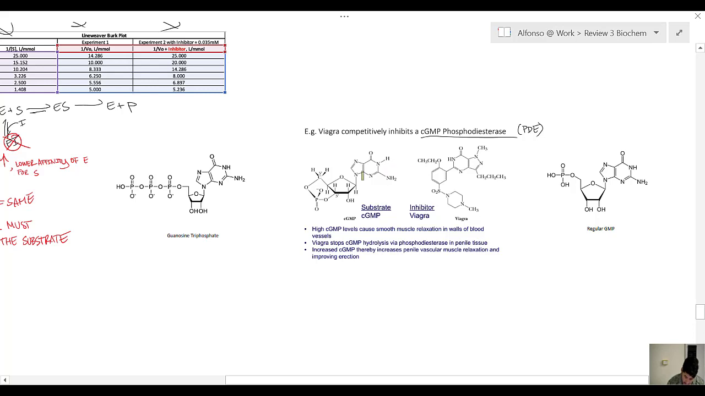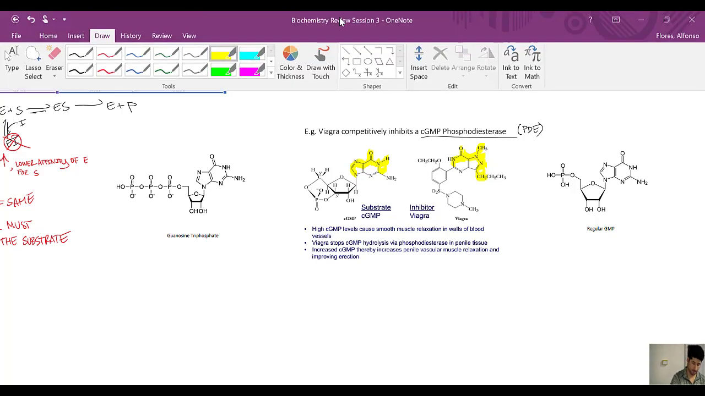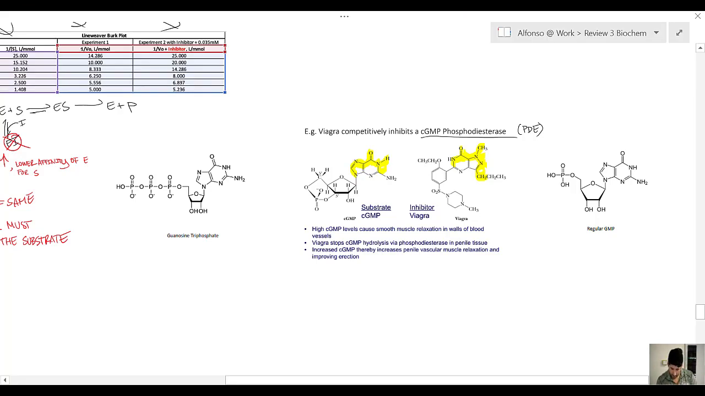And the reason why it's an inhibitor of this enzyme is because it resembles the natural substrate. So this right here is the part that it resembles. If you look at this part of cyclic GMP and this part of Viagra, notice how they look somewhat the same. So what this means is that because these are the regions that look the same, this is where the enzyme must bind. This is where the substrate and binding site lands on the enzyme.